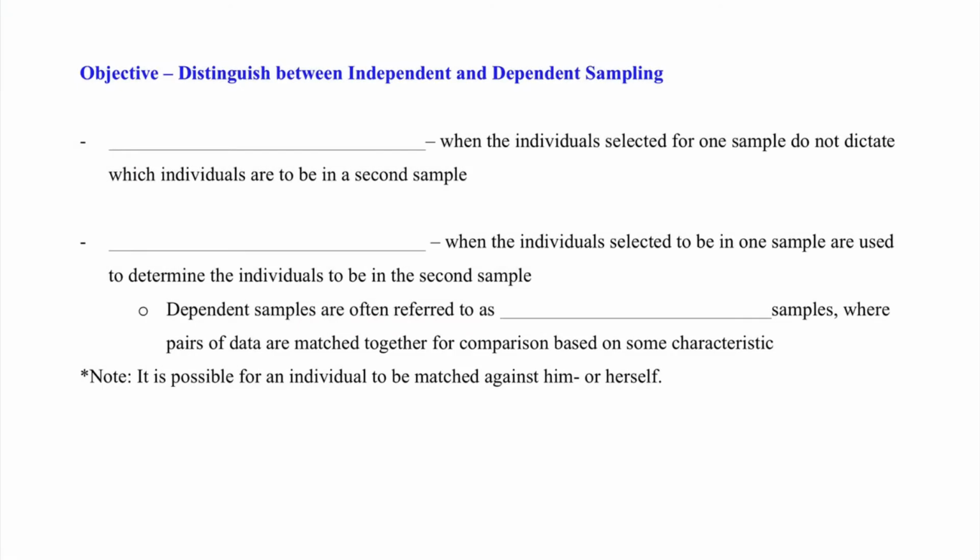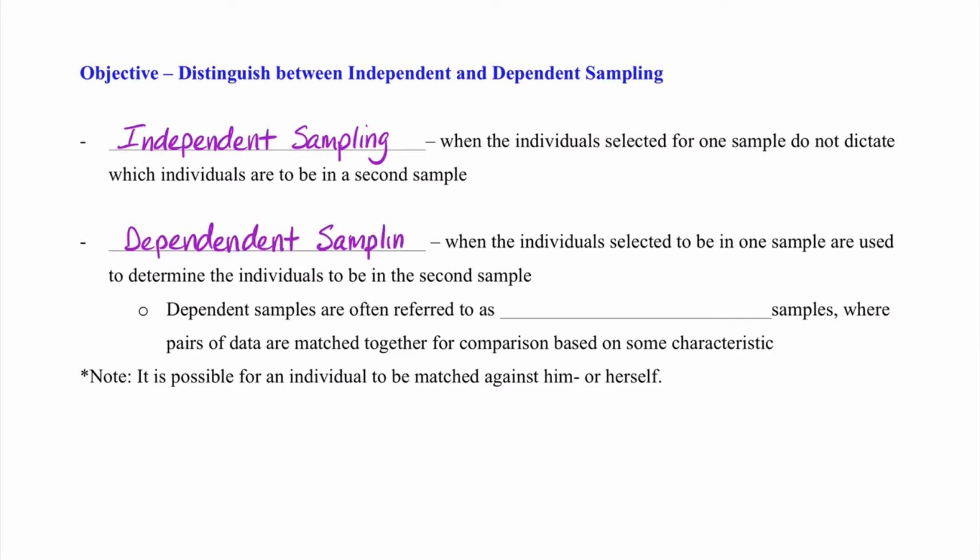Heading into our objective then, we want to be able to distinguish between independent and dependent sampling. Well, independent sampling is when the individuals selected for one sample do not dictate which individuals are to be in a second sample. While dependent sampling would be when the individuals selected to be in one sample are used to determine the individuals to be in the second sample.